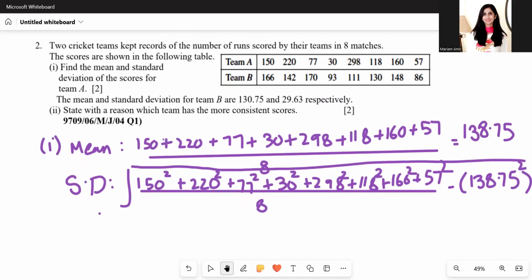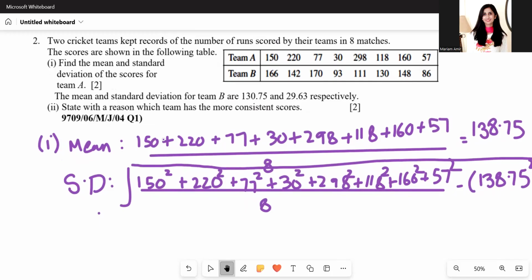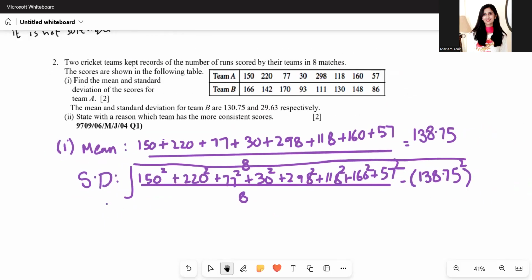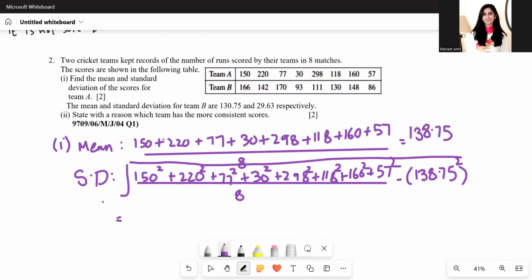83.136, which rounds to 83.1. Okay. Part 1 is done.